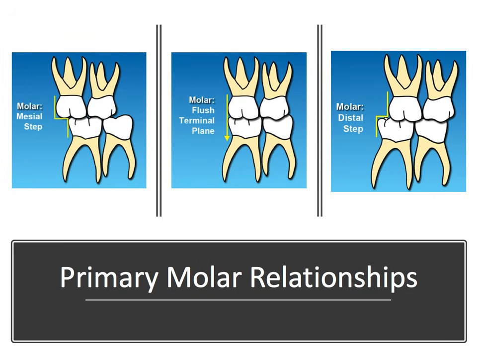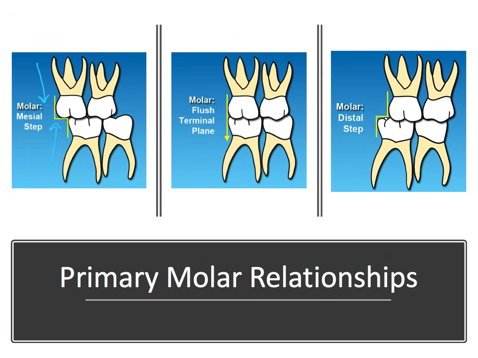Well, the first permanent molar is going to be guided along this terminal plane as it erupts. So the terminal plane relationship will determine what is to come later when those permanent molars finally erupt, because they're coming in distal to these teeth, so they're using that plane as a guide for their eruption.